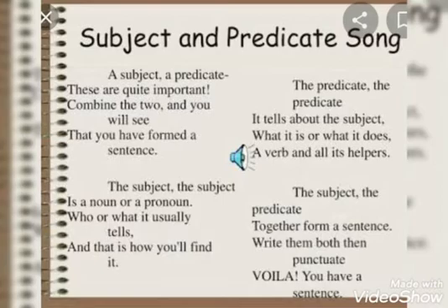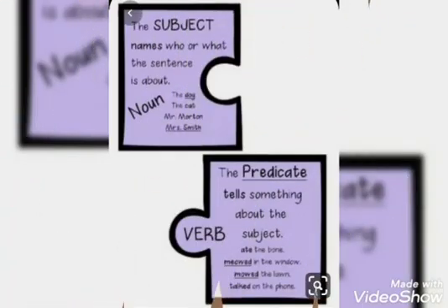What about the predicate then? The predicate tells us about the subject. It tells us what the subject is or what it does. So, the subject names who or what the sentence is about. The predicate tells us something about the subject.